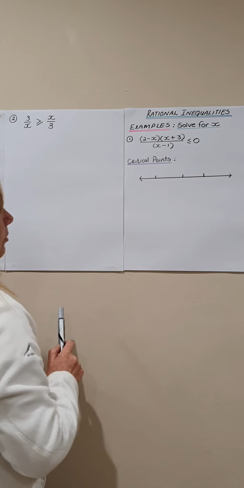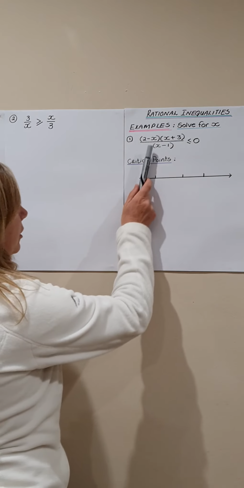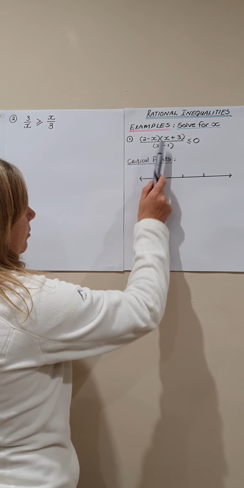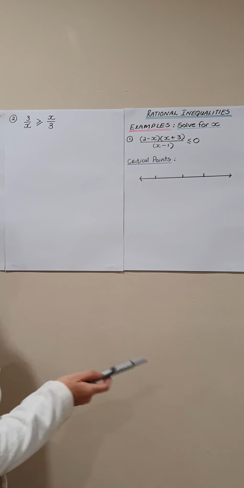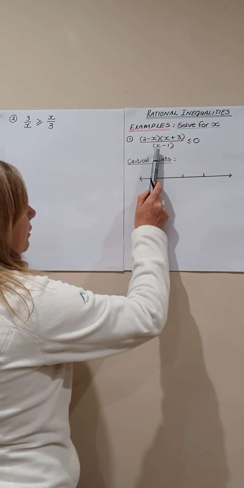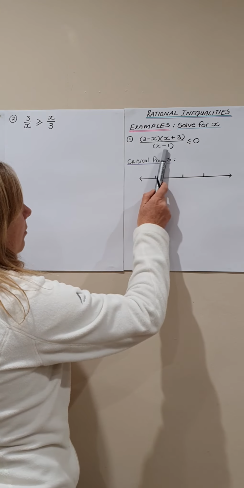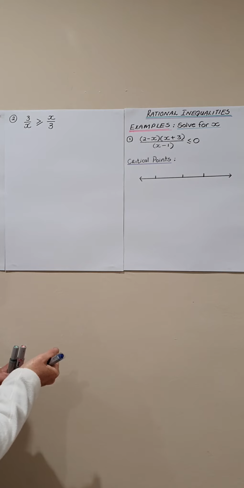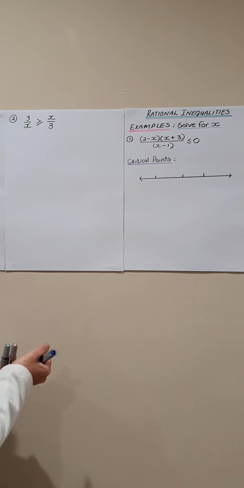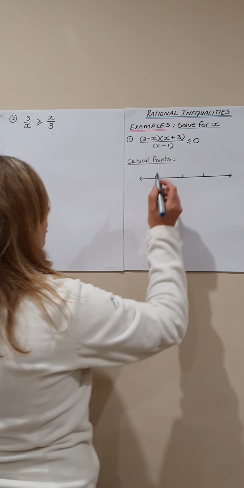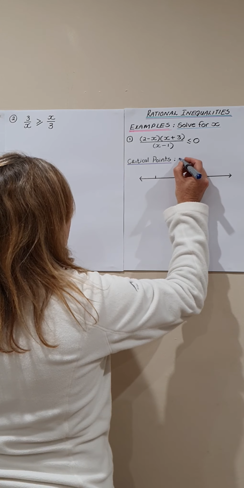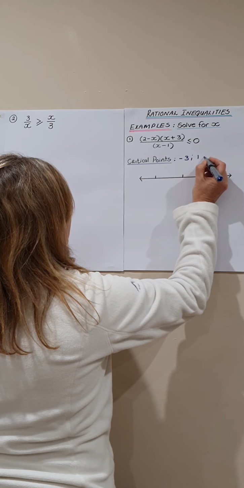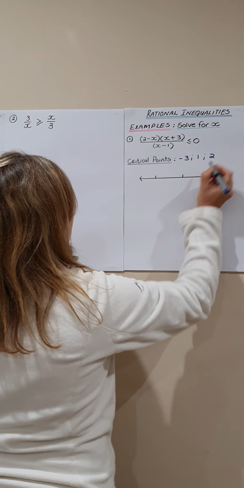In our first bracket, x would be 2 to make it 0. In our second bracket, it would be minus 3, since minus 3 plus 3 is 0. And in the denominator, it's going to be 1, since 1 minus 1 is 0. So we write our critical points in order from smallest to biggest: negative 3, then 1, and then 2.